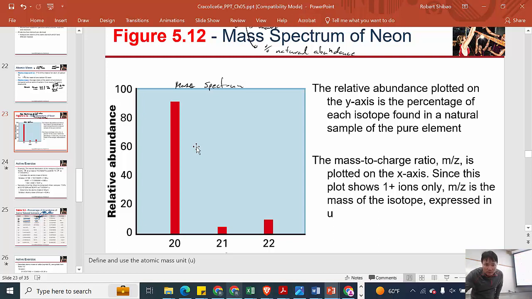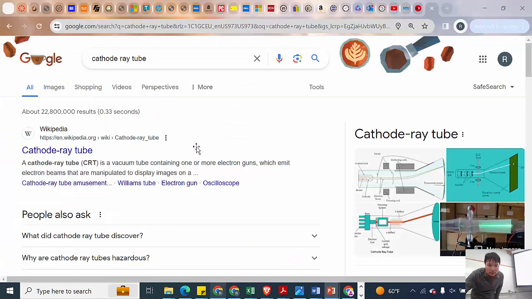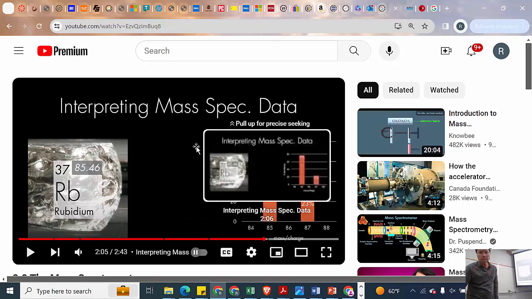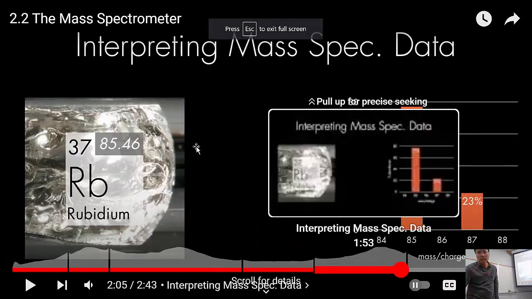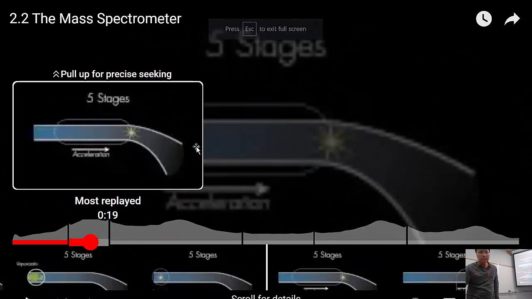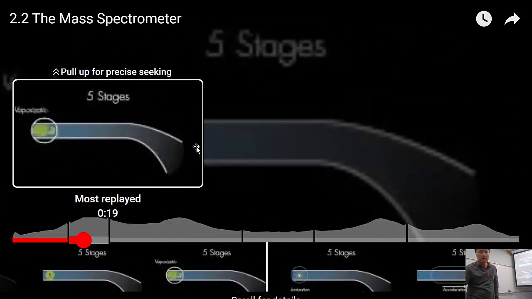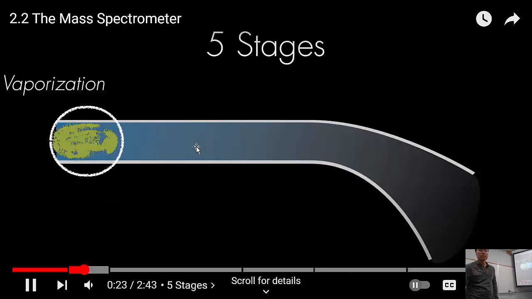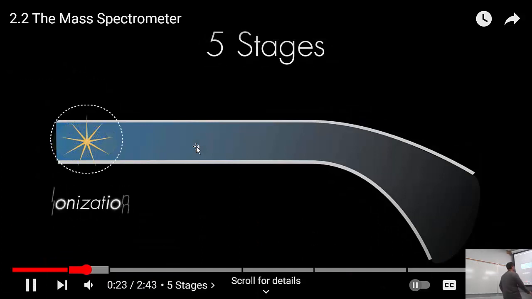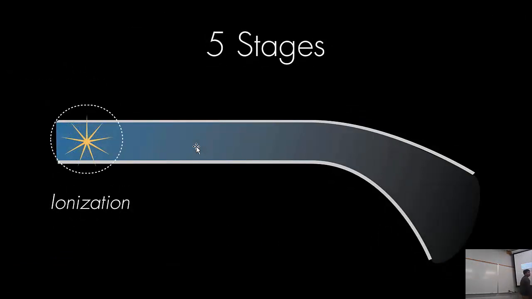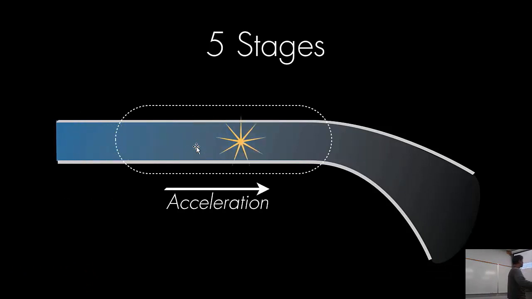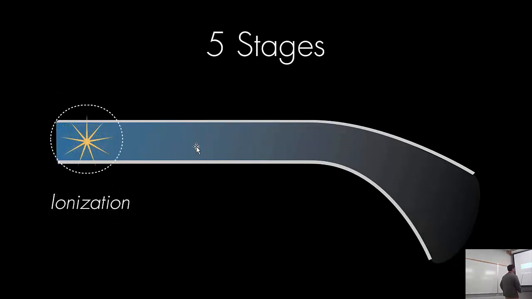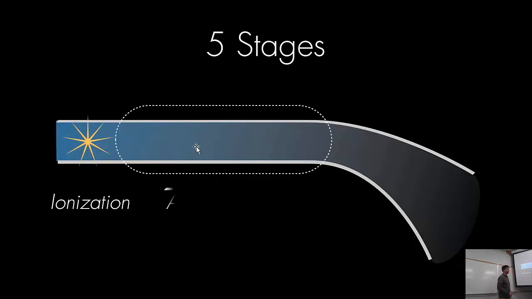Now, when we look at the mass spectrometer, we can see how it operates here. The mass spectrometer operates similar to a cathode ray tube, except rather than having a beam of electrons, you have a beam of ions. And so the first step in mass spectrometry, there are 5 stages here. The first step is to vaporize. So we need to vaporize the sample.